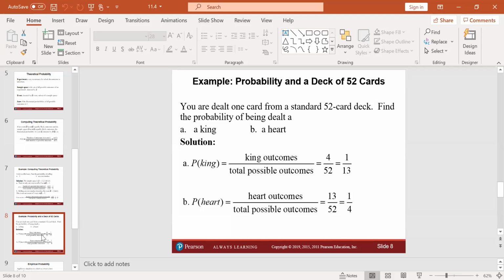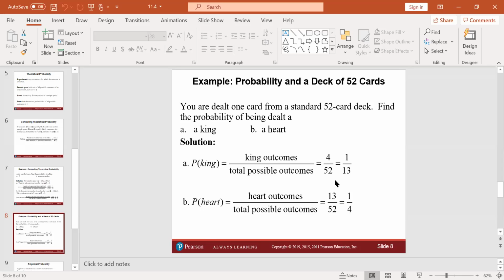So now going back, we've now discussed what a deck of cards looks like. If you're dealt 1 card from a standard 52 card deck, find the probability of being dealt a king. The probability of a king, well, there's 4 kings in the deck divided by 52 possible cards in the deck. So 4 over 52 reduces to 1 over 13, which is like a 7.69% chance.